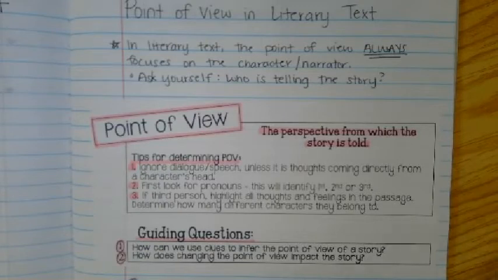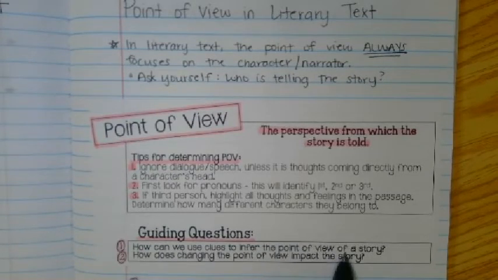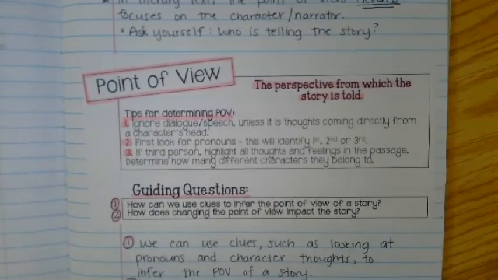So let's go ahead and go over the answers. The first question says, how can we use clues to infer the point of view of a story? Well, we can use clues such as looking at pronouns and character thoughts to infer the point of view of a story.